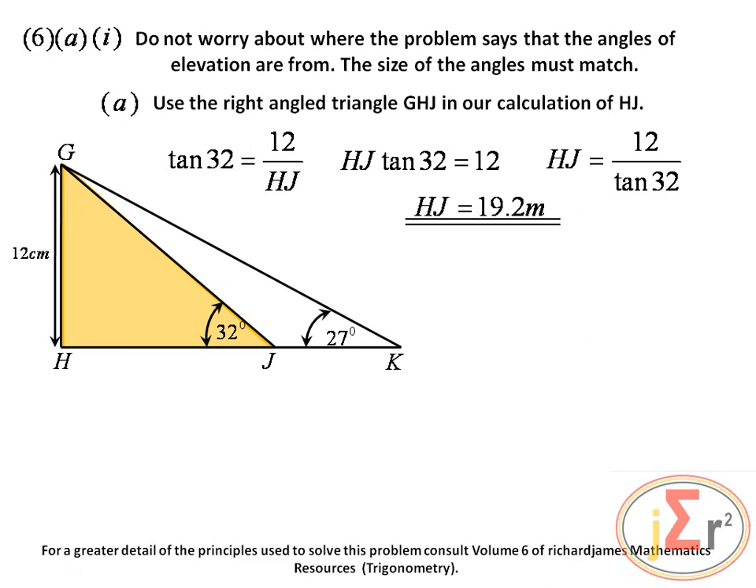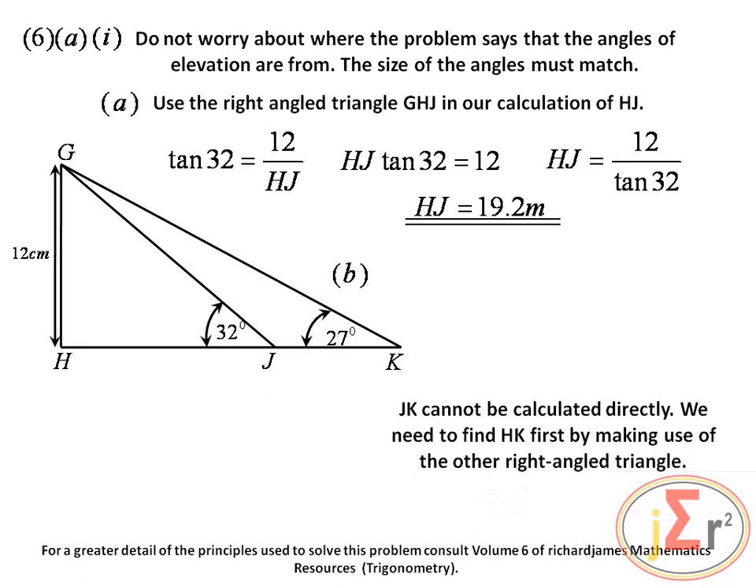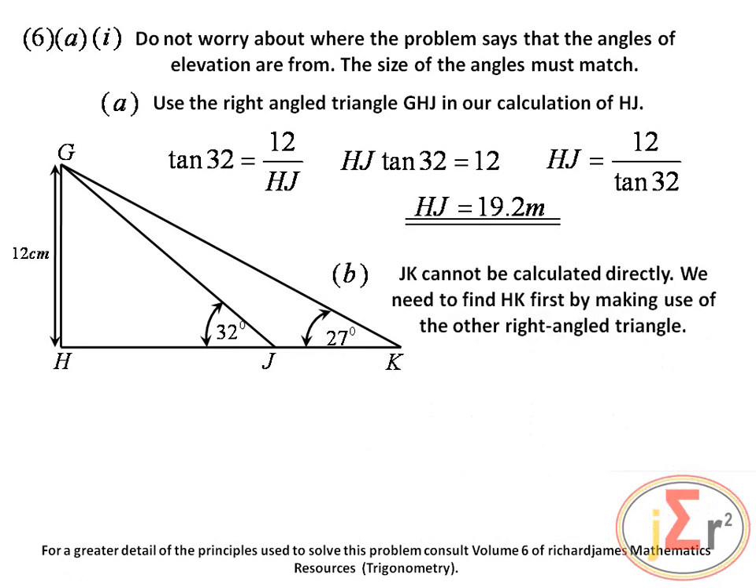Then we are required to find JK, which is this one. By looking at this, some people start to think, how are we going to do that? Well, JK cannot be calculated directly. We need to find HK first by making use of the other right angle triangle. So there is our other right angle triangle, and we are going to find the total distance all the way from H to K.